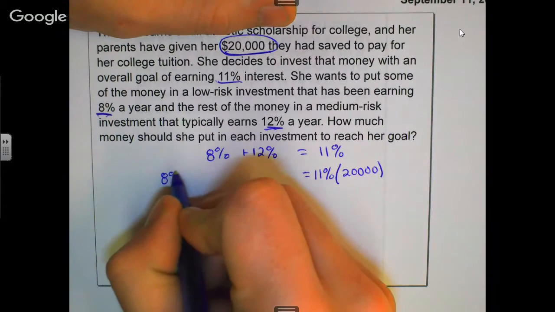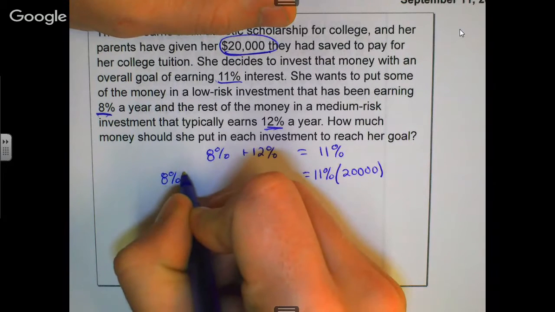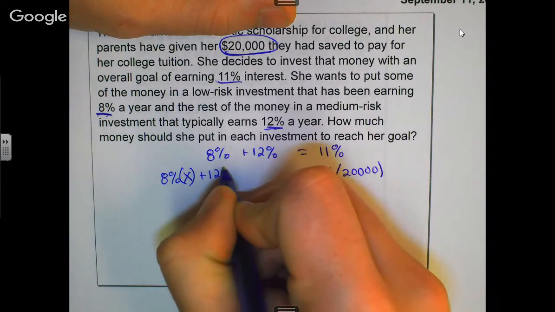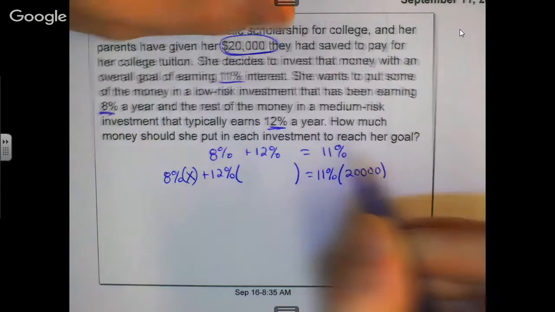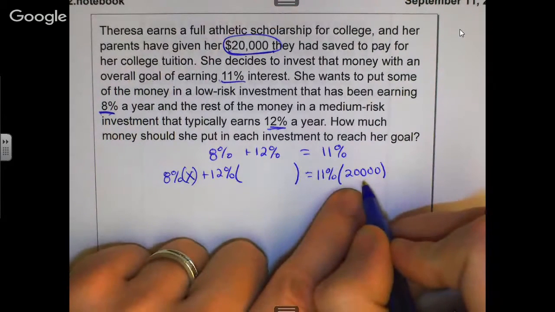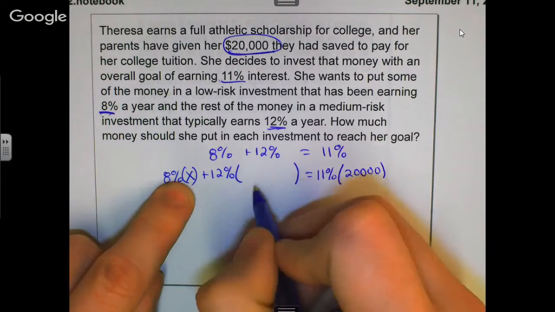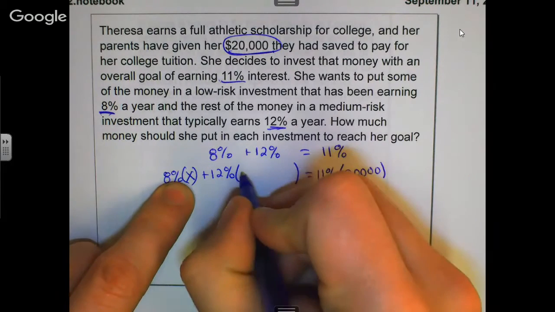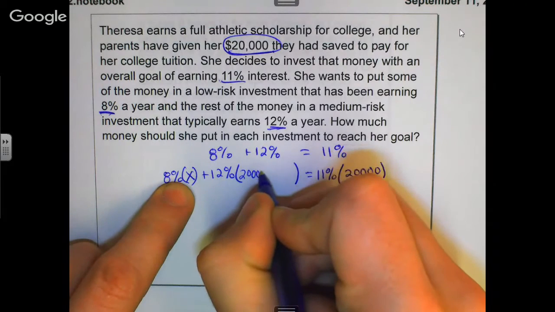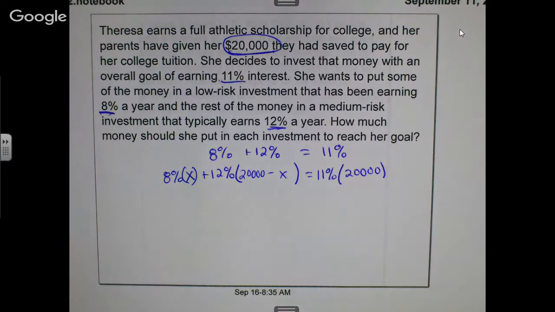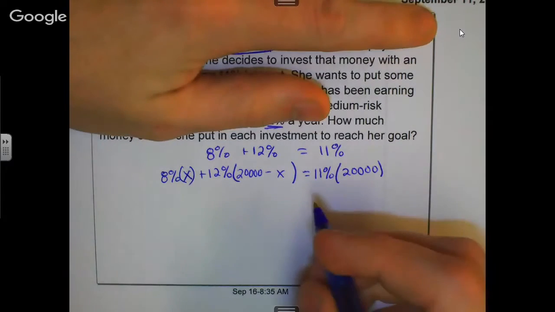Okay. Now, how much am I investing at 8%? Well, I don't know. So we're going to put X. How much am I investing at 12%? Well, I had $20,000 to start with. I already invested X amount over here, so the rest of it goes here. So here's going to be 20,000 minus X in that case. Okay. So then I just distribute.